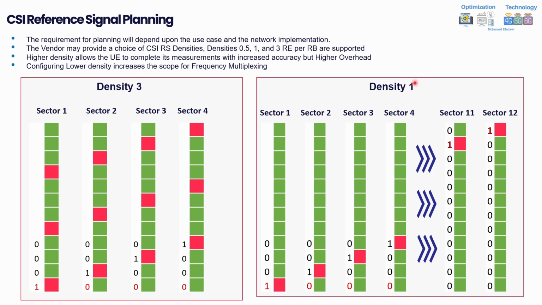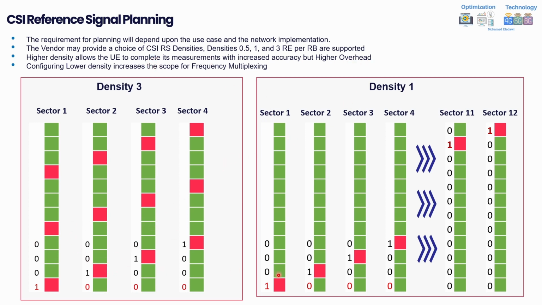Assuming you have a density of 1, even if you have a 12-sector network, each different subcarrier can be allocated one density, as shown here, up to 12 sectors. But in general, high density, as I mentioned before in the previous slide, allows you to complete the measurement with increased accuracy, but it will have higher overhead.